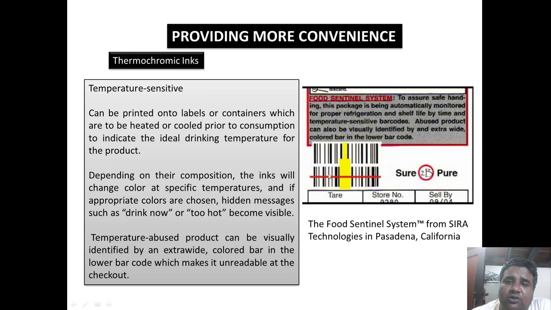And this is something to check the temperature abuse. If the temperature has crossed the prescribed limit, then there will be a whitening of this barcode.